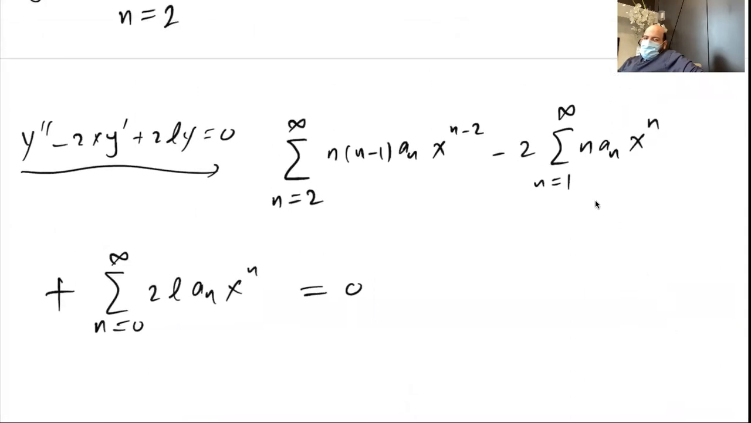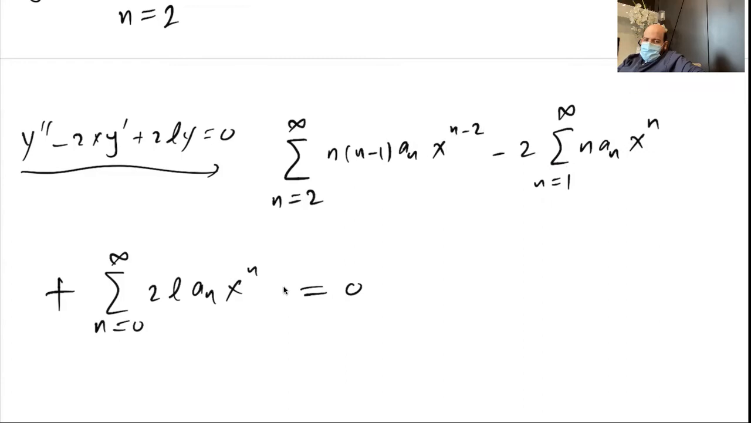But now I have to rearrange and combine the terms, and in order to combine them, I need the powers and the starting indices to be the same. But right now, they are not the same. For example, this one is n minus 2, but these two are n. And the starting point, this one is 2, this one is 1, this one is 0. So how can I figure this out?